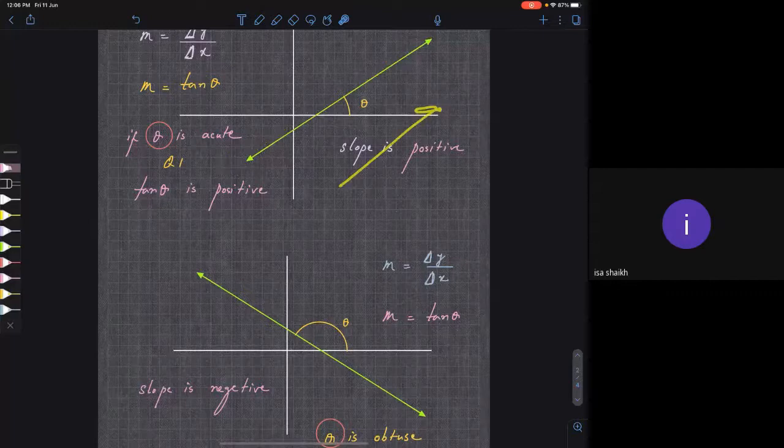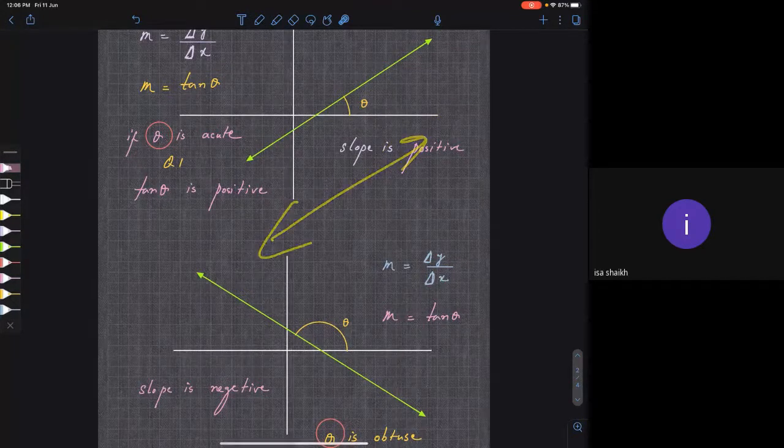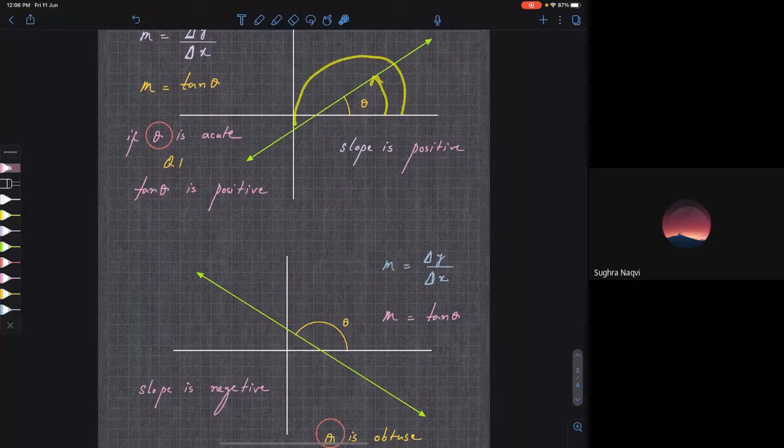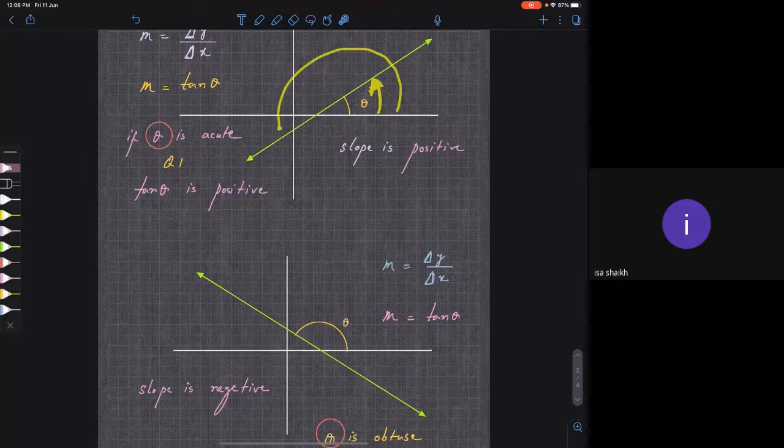See, a ray has one direction, but a line has two directions. You are getting my point? So this is also an angle, this is also an angle. Both are angles that the line is making with the positive x-axis, technically. But we always take the smaller angle. Here, suppose it is making 45 degrees. It is also making 225 degrees. But we don't take the bigger angle, we take the smaller angle.